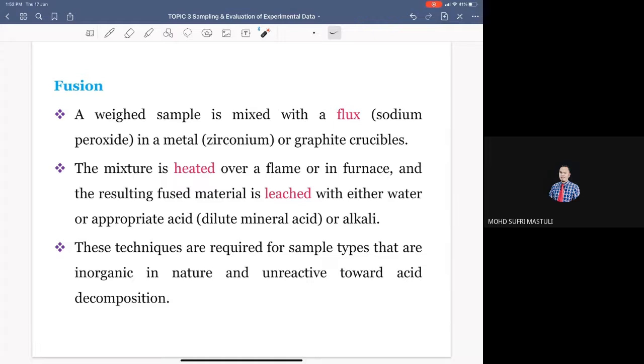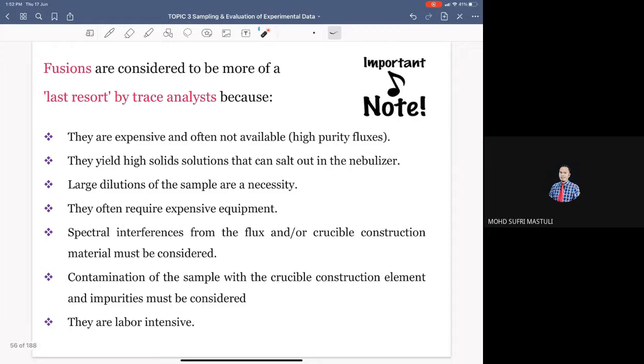These techniques are required for sample types that are inorganic in nature and unreactive toward acid decomposition. So fusion is considered the last resort for trace analysis, because the fusion technique is very expensive and normally not available, due to the difficulty of obtaining a high-purity flux.